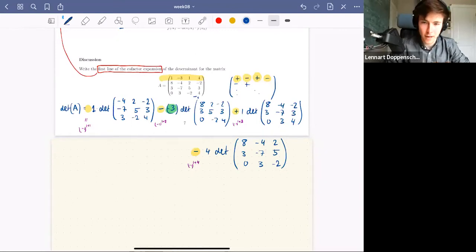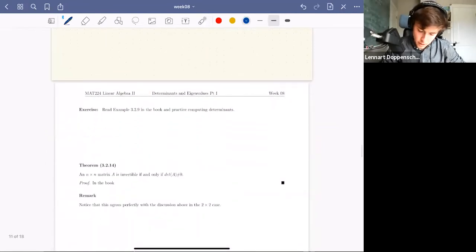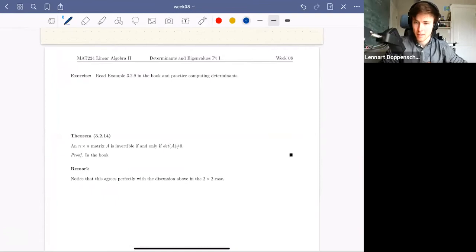Okay, so before we take the break, there's one more page I wanted to show you. First of all, if you want more exercises in computing determinants explicitly, there's an example in the book, example 3.2.9, and it walks you through each step of computing a 4x4 determinant. And they actually go all the way to the end. But their matrix is simpler than the one I chose here.